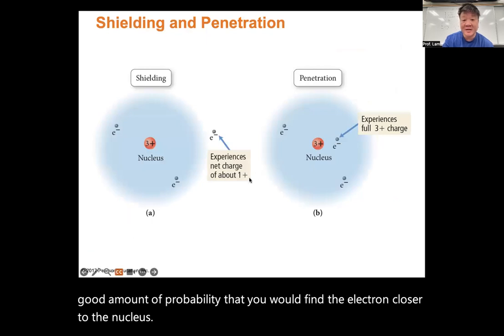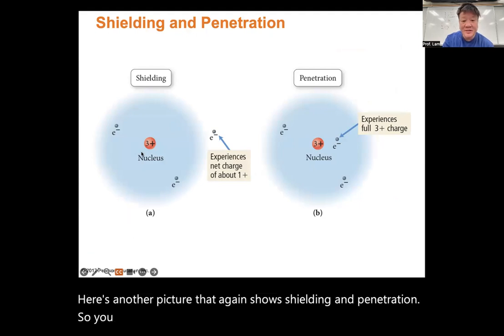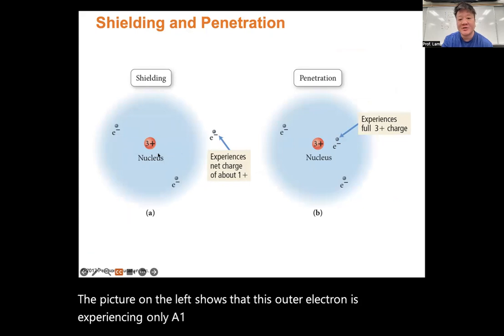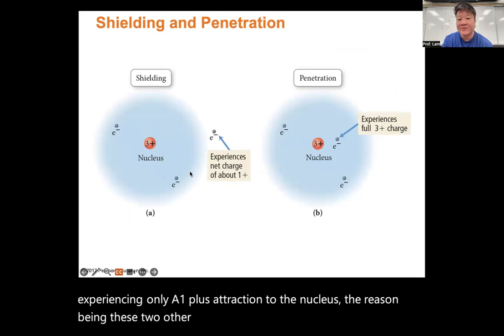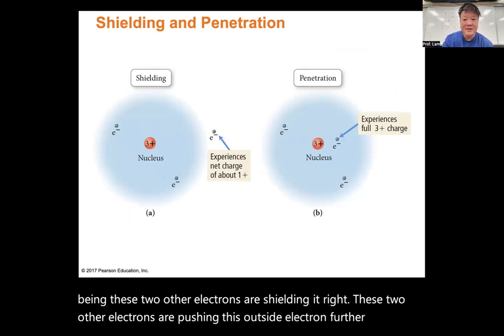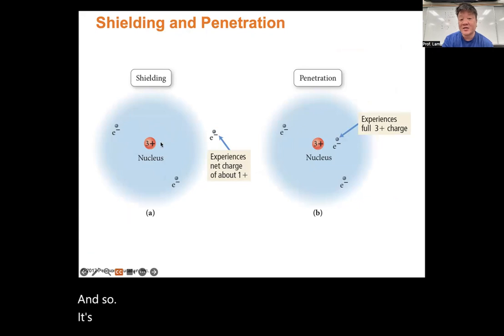Here's another picture that again shows shielding and penetration. So you have a 3 plus nucleus and 3 electrons. The picture on the left shows that this outer electron is experiencing only a 1 plus attraction to the nucleus. The reason being these 2 other electrons are shielding it, right? These 2 other electrons are pushing this outside electron further away, okay? And so it's feeling less of an attraction to the nucleus.